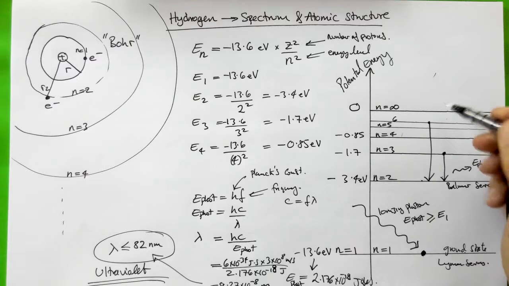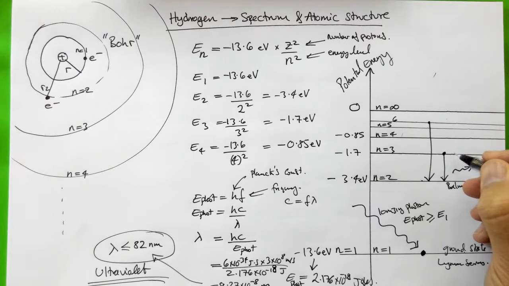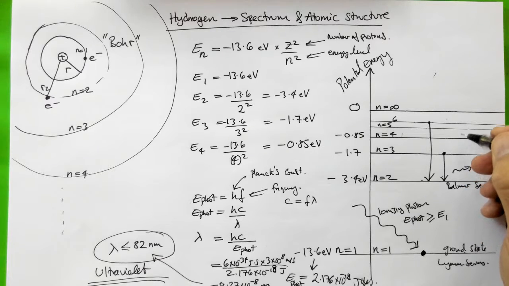And there's another series, all the transitions ending on the n equals 3 state are in the infrared, and that continues to be true as we go further and further up. So I think we'll end it there.